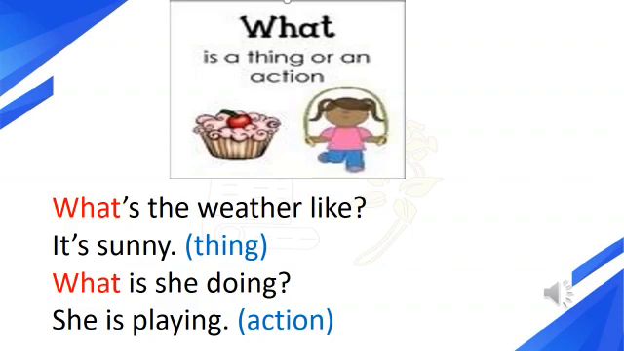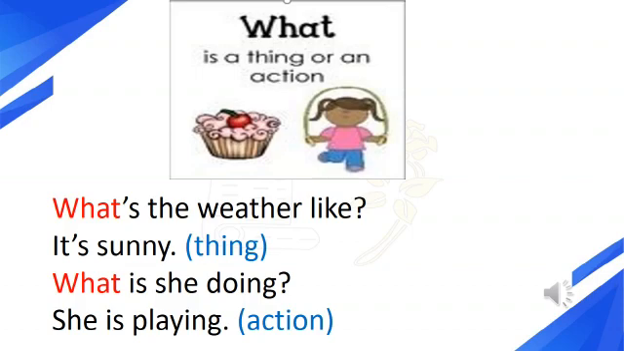Again, what's the weather like? It's sunny. Here we asked about a thing. But now we are going to take it as an action. The second question, what is she doing? The answer is she's playing. Here, this is an action. What is she doing? The answer is she is playing.